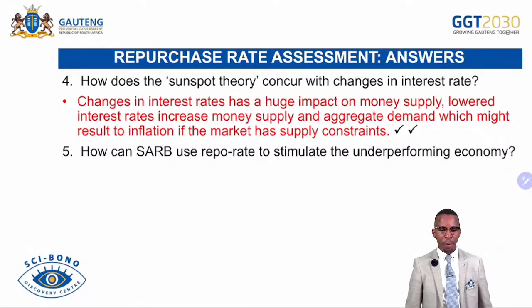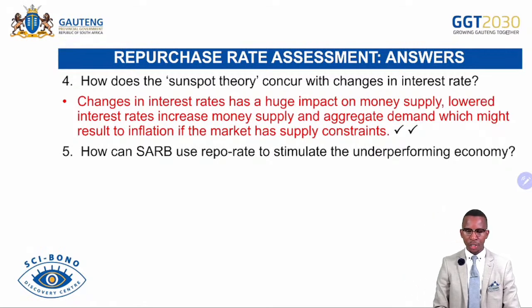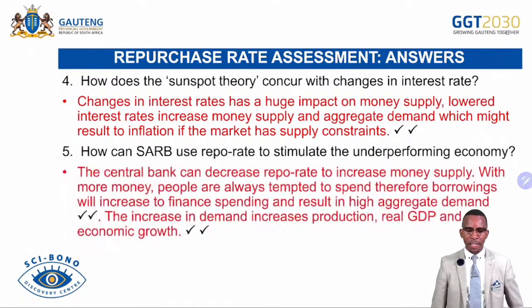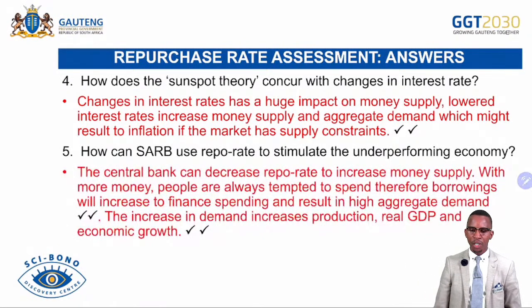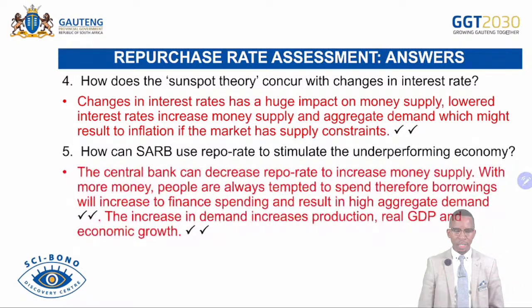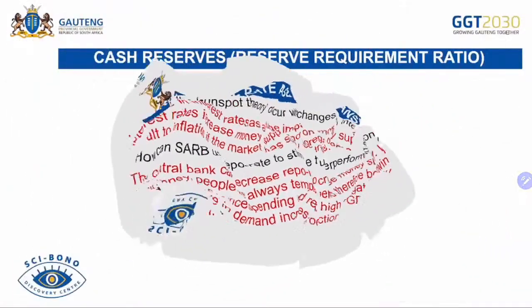How can the South African Reserve Bank use the repurchase rate to stimulate an underperforming economy? The central bank can decrease the repo rate to increase the money supply in the economy. With more money supply, people are tempted to spend, therefore borrowing will increase to finance spending, resulting in higher aggregate demand. The increase in demand increases production and real GDP as well as economic growth. That's how the Reserve Bank can intervene using the repurchase rate to stimulate the underperforming economy.